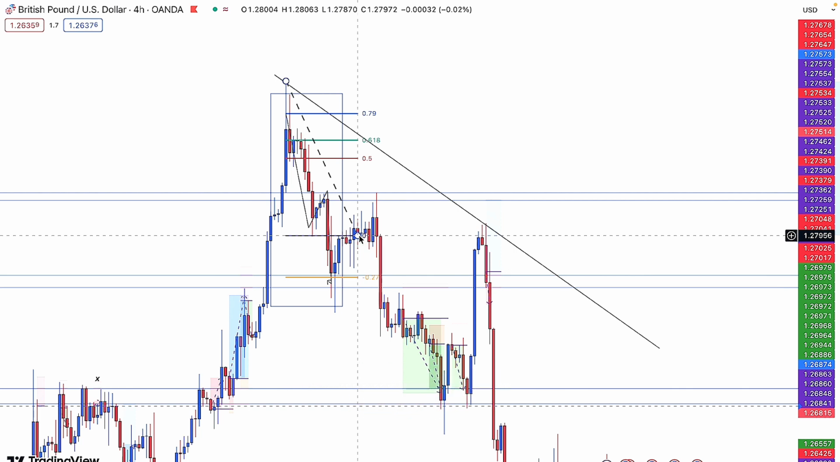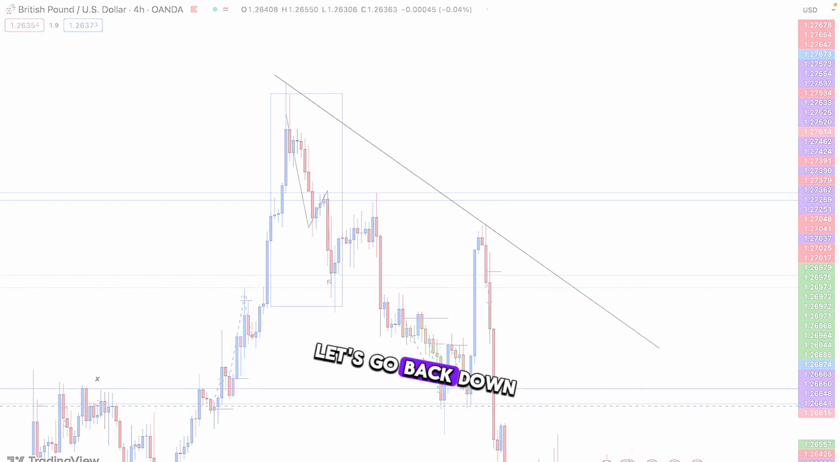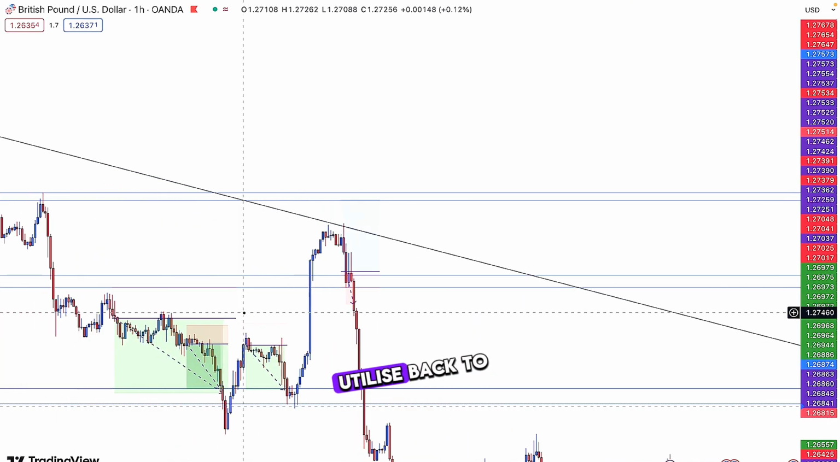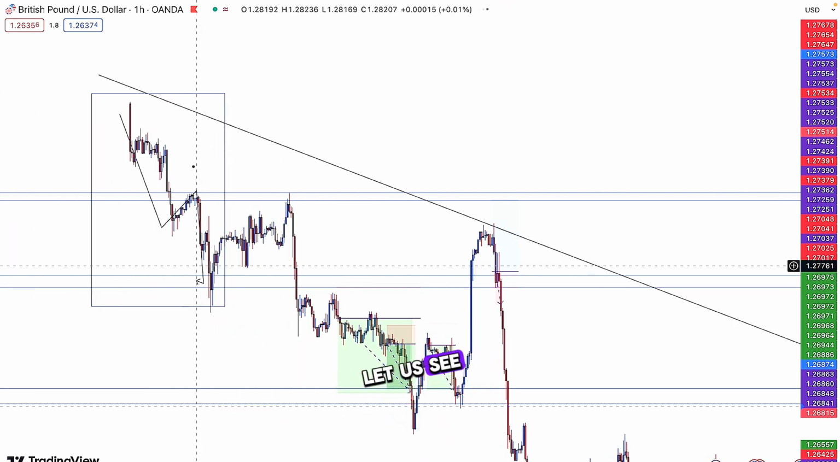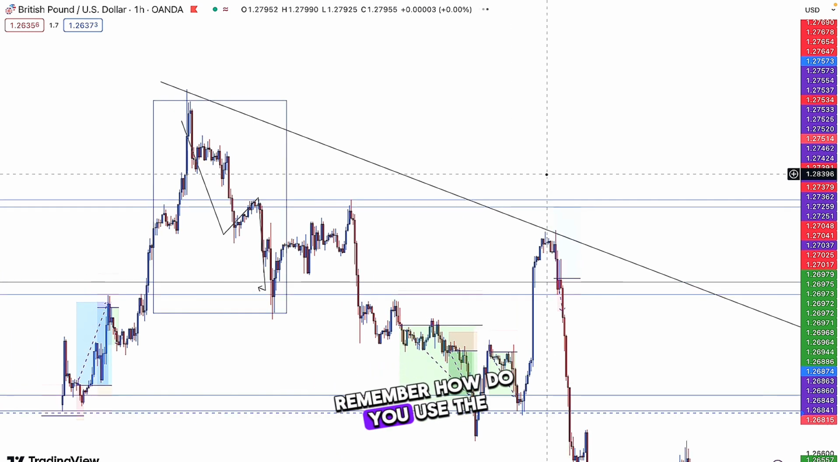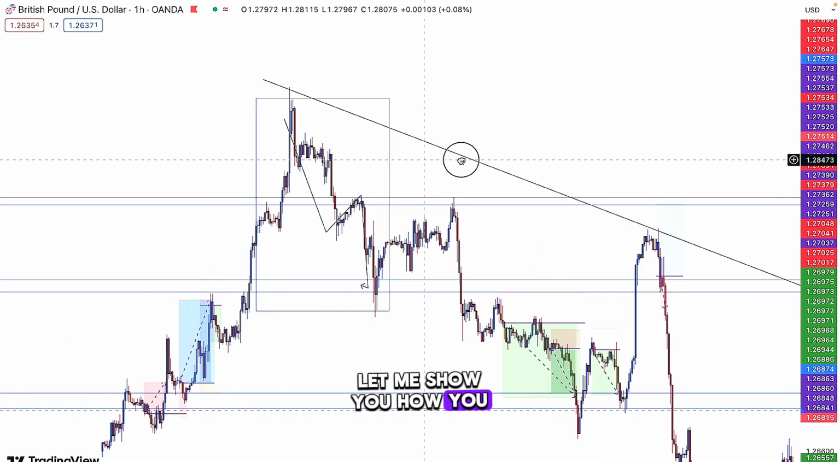All right? Now let's go to the lower time frame. Let me show you one better spot you can use. Let's go back down to 1 hour time frame. Let's see the spots we can utilize. Back to that chart. Let us see. We have one here. Remember, how do you use the fib? Let me show you how you use the fib.